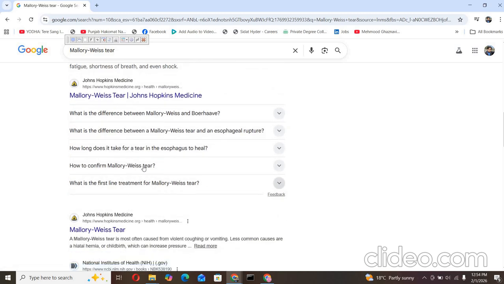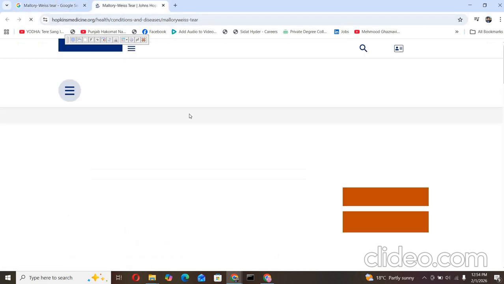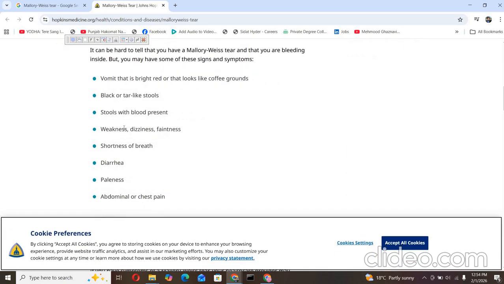It will stop bleeding and begin to heal on its own in most cases. Sometimes you will need treatment, and an endoscope may be used to give an injection or heat treatment to stop the bleeding, or to insert a clip that closes the tear and stops the bleeding.